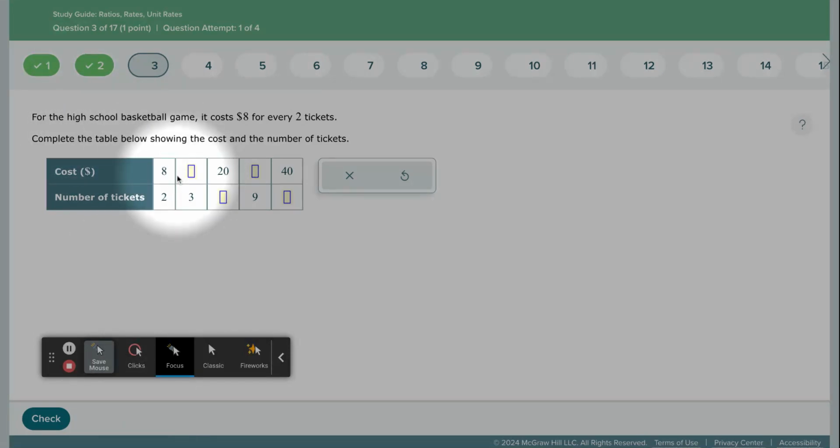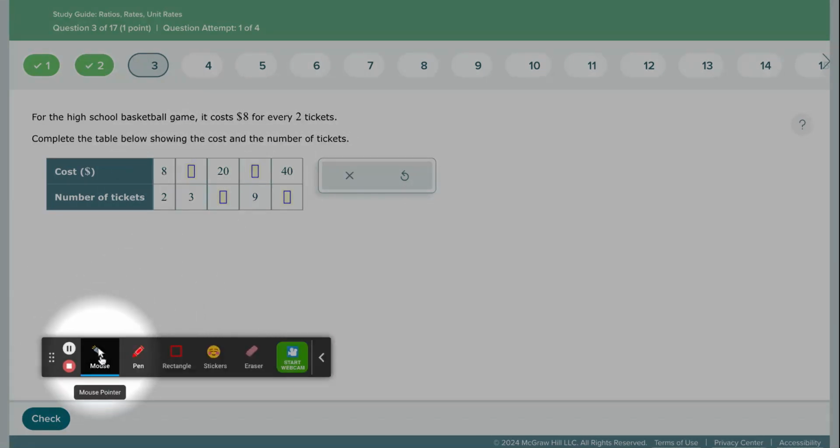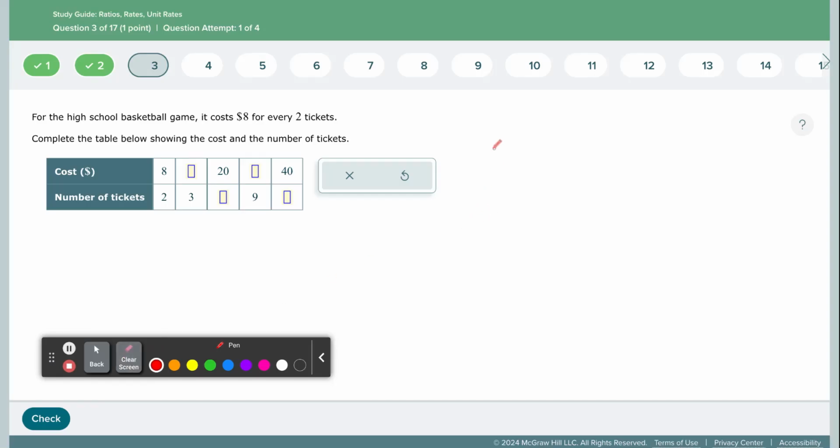Okay. So the next part of your test is just being able to create equivalent ratios that kind of increase or decrease by the same amount. So here's an example. For the high school basketball game, it costs $8 for 2 tickets. Complete the table below showing the cost and the number of tickets. So if it's $8 for 2, I always tell kids, even if you can't figure out a way to do your ratios up here, I always say it seems to be a little bit easier for me to come up with my unit rate.